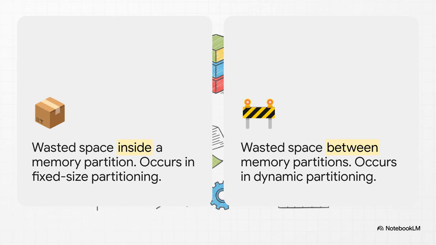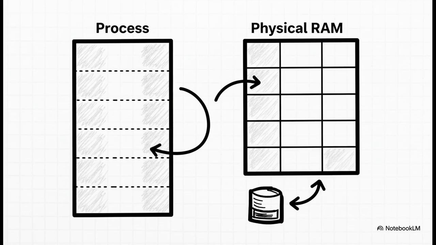Now, this is one of the biggest problems for a memory manager: fragmentation, or wasted space. Internal fragmentation happens when you have a fixed-size slot and you put a small process in it. All that leftover space inside the slot is wasted. External fragmentation is different. It's when you have lots of little gaps between the processes. Added up, you might have enough free space, but because it's not all in one piece, you can't use it for a larger process. So, how do we fix this?